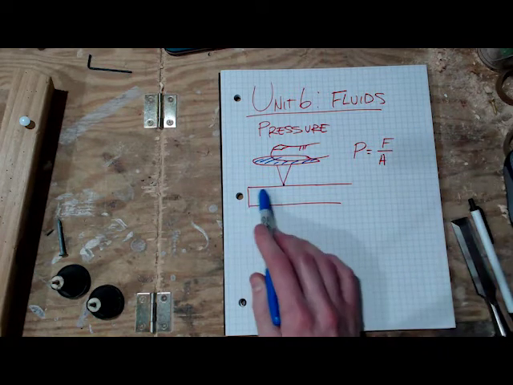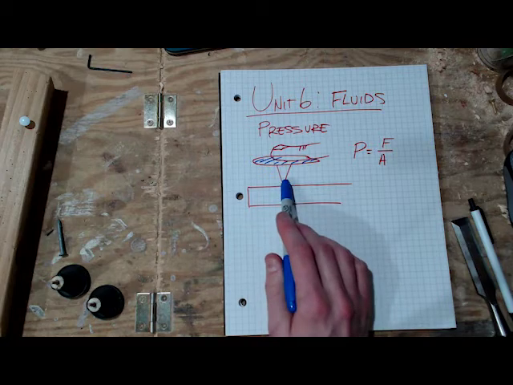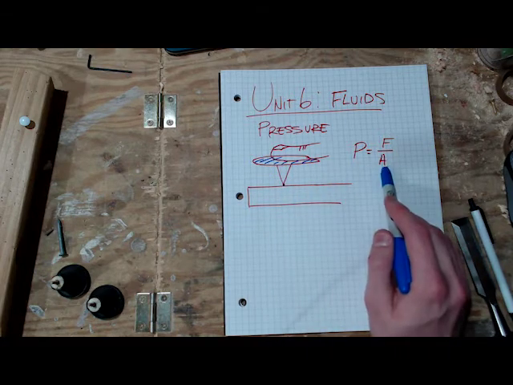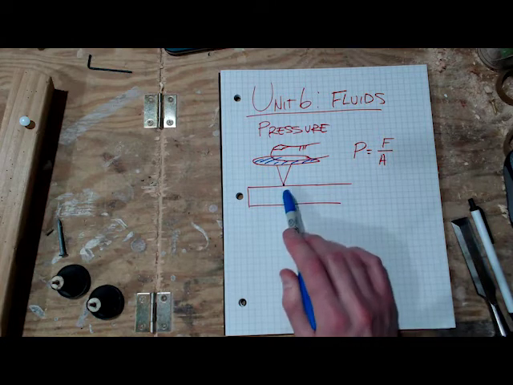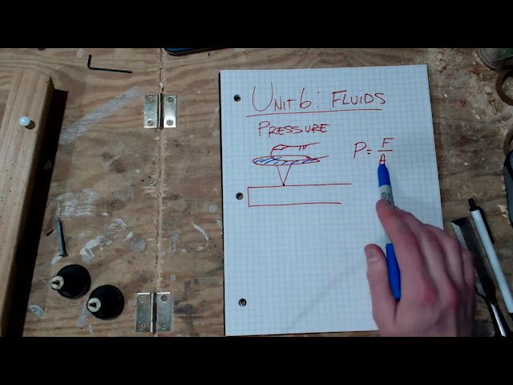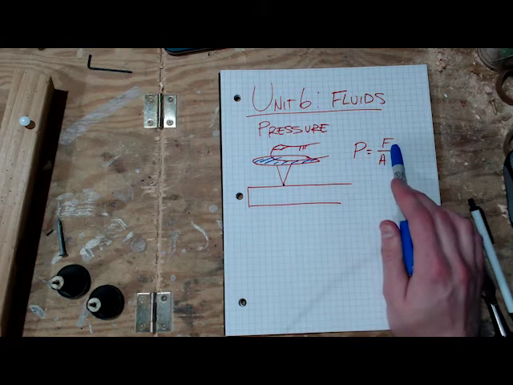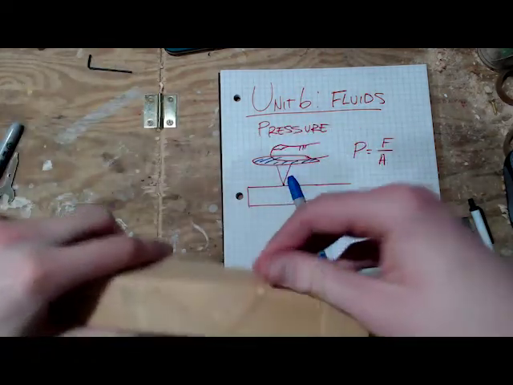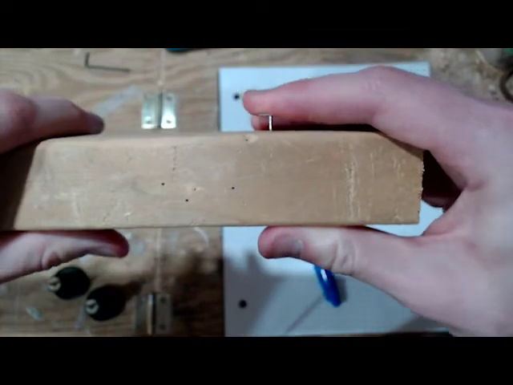Now let's look at the interface between the wood and the point of the tack. Well, this surface area is very, very small. This area is tiny. So that means if this is really small, the force is very, very big, and the tack is able to sink into the piece of wood.